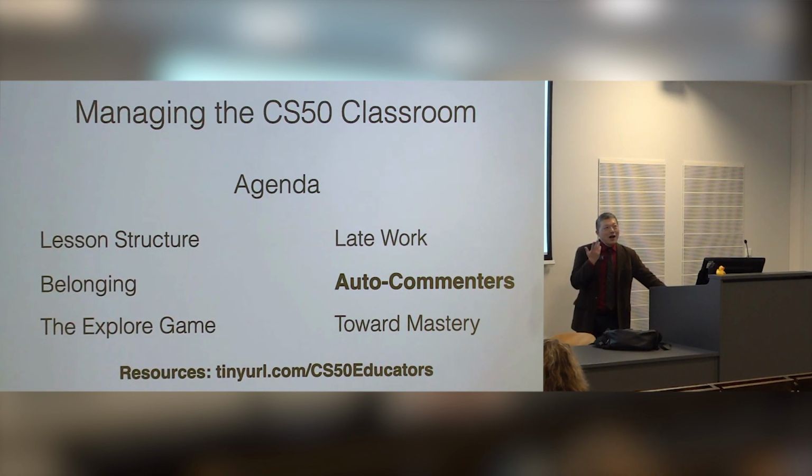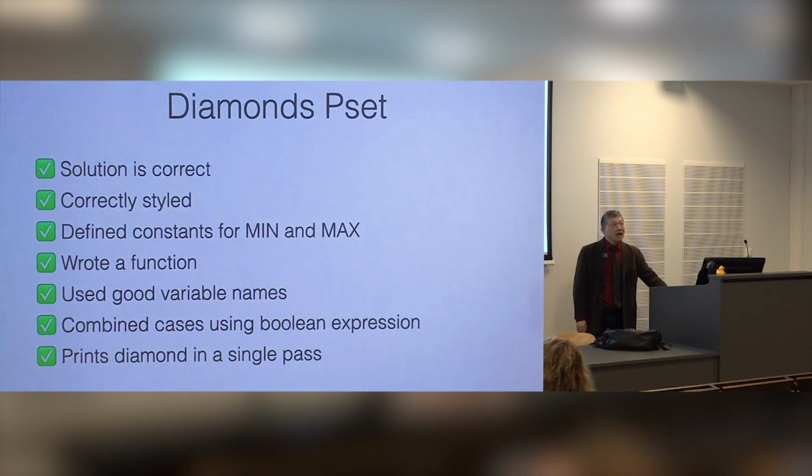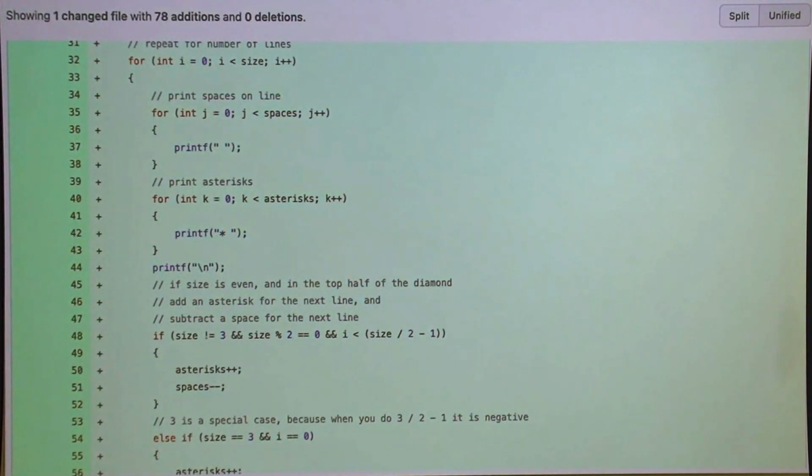So auto commenters, basically, so there's a problem set that we do called diamonds. If I put in a number, it's going to come out to be the right height. So 5 is going to give 1, 2, 3, and then 2 and 1. If I want an 8-row diamond, you're going to have to duplicate the 2 middle rows. So this is a problem set. We look for these things. So we've broken out, okay, you need to do these things in order to get full credit for the diamonds problem set. And we actually have kids turn the work in on submit.